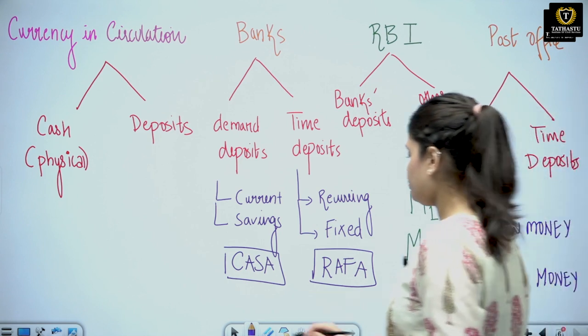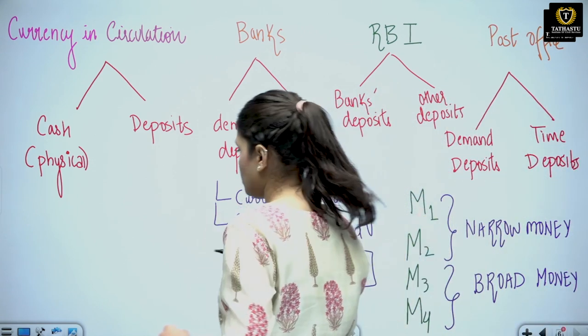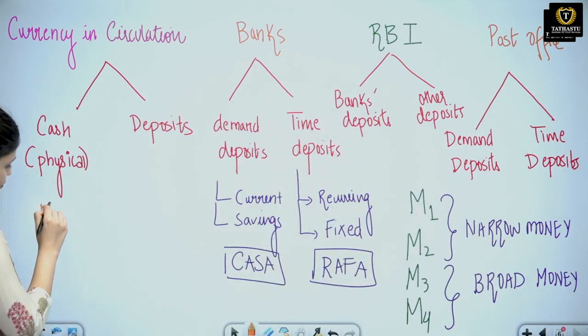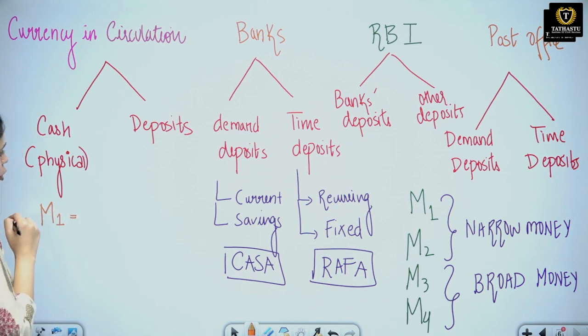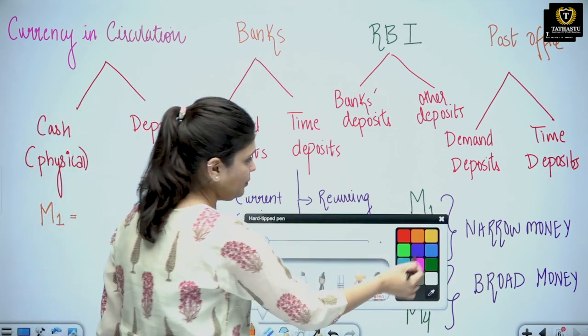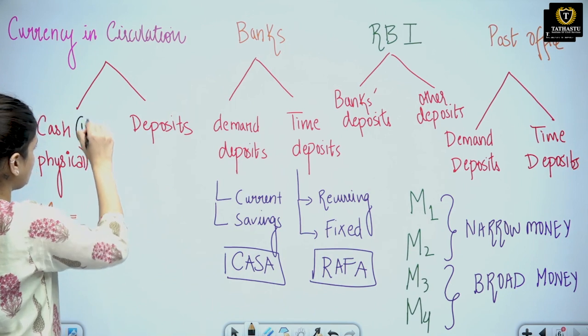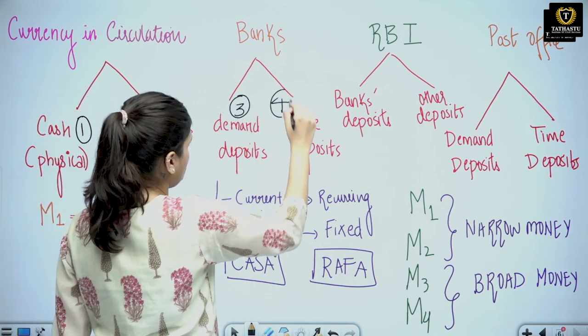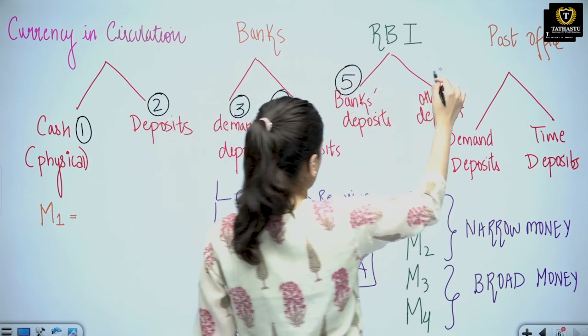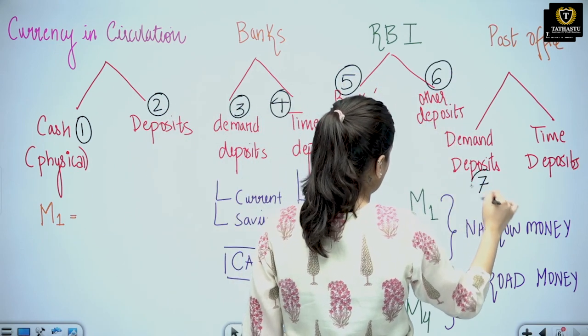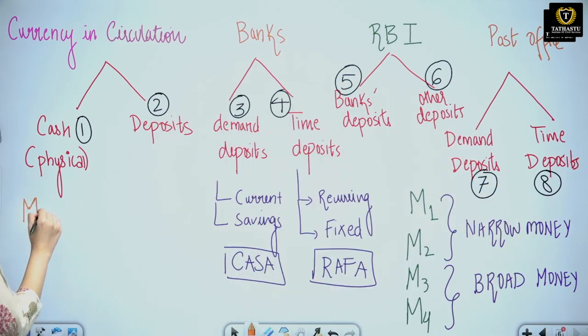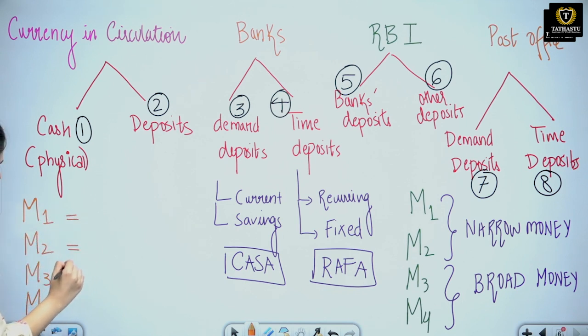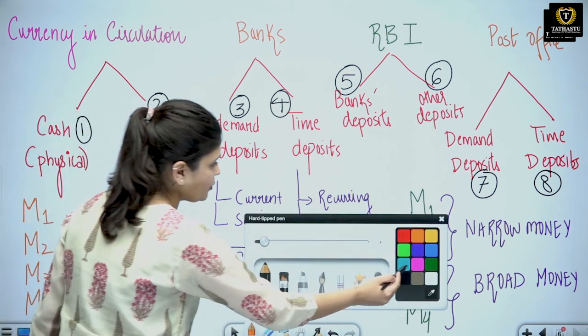Okay? Now, let us talk about the formulas. When I say M1, I'm talking about, let us number them. It will be easier for us to understand. This is 1, this is 2, this is 3, this is 4, we have 5, we have 6, we have 7, and we have M1, M2, M3, and we have M4. What are the formulas for this? Let us try and understand it.